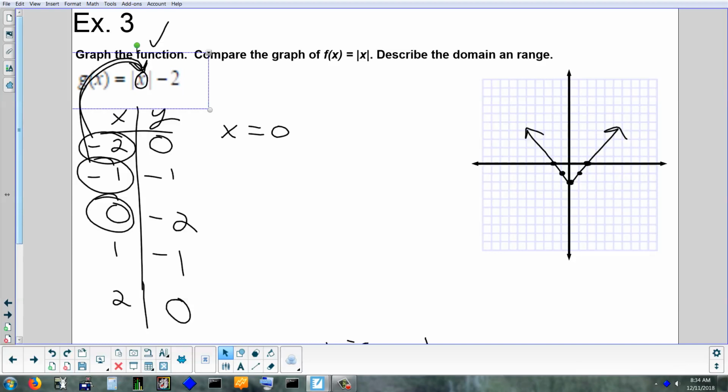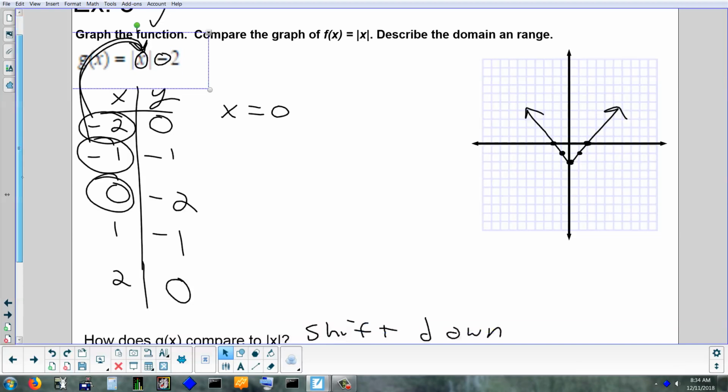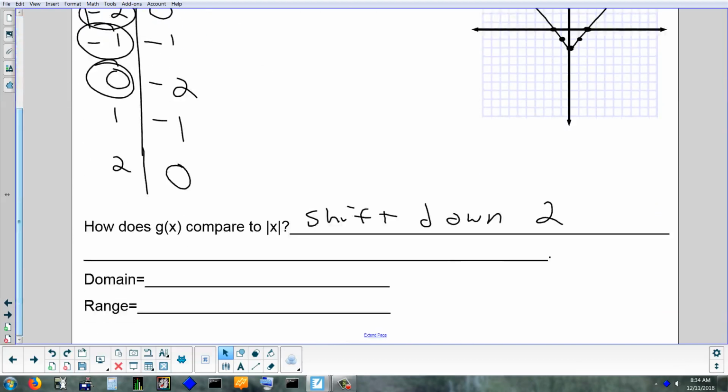2. We already kind of represented the word negative. We used down. Down means negative, so don't worry about that. How many? 2. Shift down 2, you should put units.